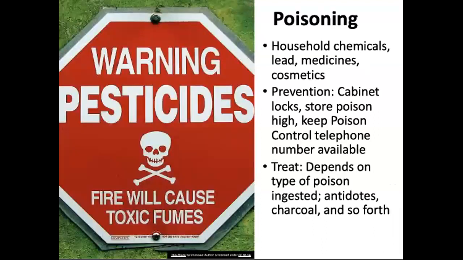Next, poisonings, right? Household chemicals, lead, medicines, cosmetics, all of that can poison. Preventative measures are making sure that they're out of reach, stored, and locked. Poison control is a free phone call away. Their number can be found online. I think it's 888-222-1222, something like that. It's quickly Googleable, and they'll tell you what you need to do if somebody was exposed to something.